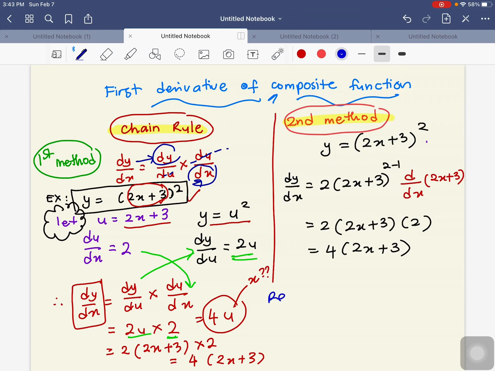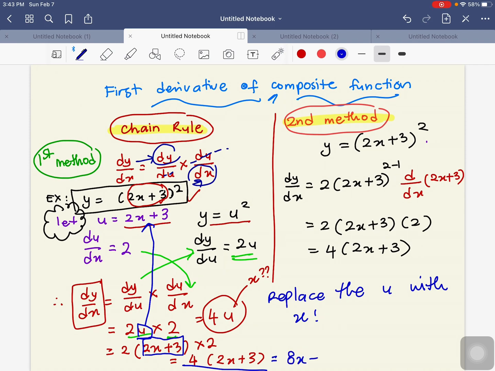Tuna warna biru. Replace the u with x. Okay. U tadi ialah apa tadi kat atas ni? 2x tambah 3. So, masukkan semula. Kita dapatlah 4 sama dengan A equals to 4. 2x plus 3. Or you can write 8x plus 12. Okay, as easy as that, right?